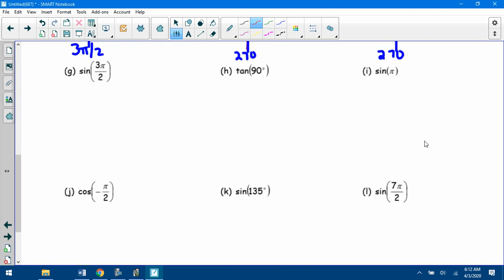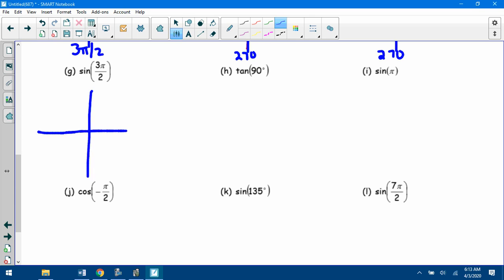Okay, for these last 2 rows, why don't you pause the video, try it on your own, and see if you can get these. I threw some negative angles in here and also some that are bigger than one time around. So pause this, try these 6, and then when you're ready, hit play, and I'll go through the answers for you. Are you ready? Here we go.